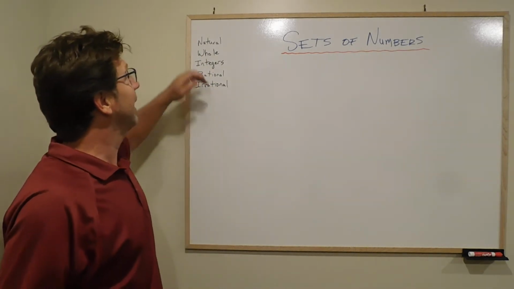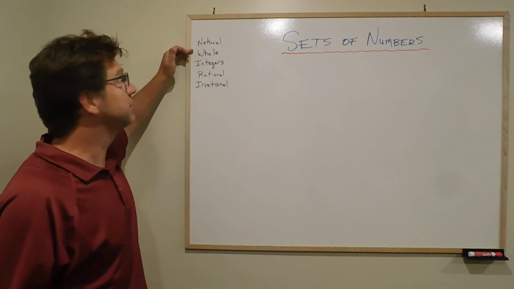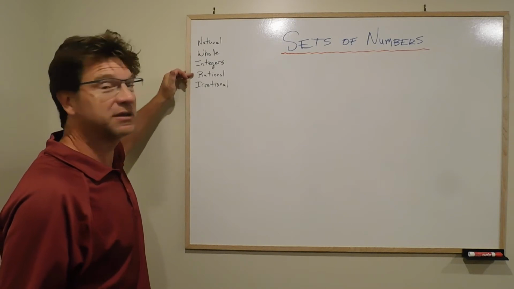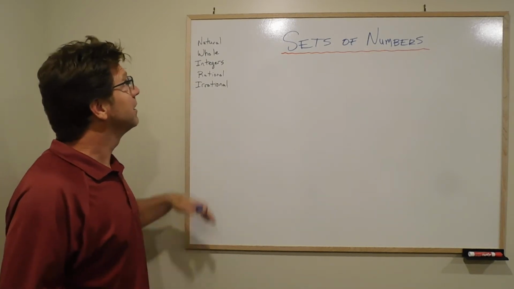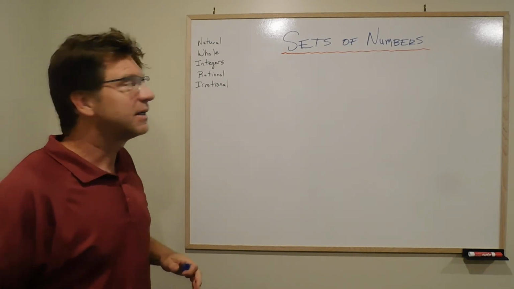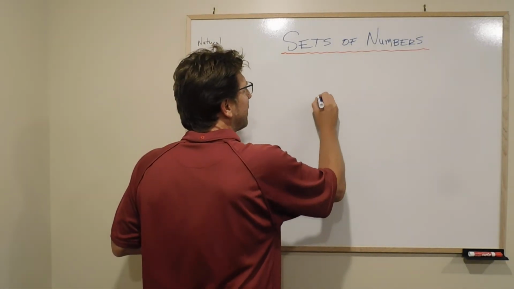Okay, we're going to look at natural numbers, whole numbers, integers, rational numbers, and irrational numbers, all the numbers that make up sets of numbers. So let's begin with natural numbers. Natural numbers, they're your counting numbers.